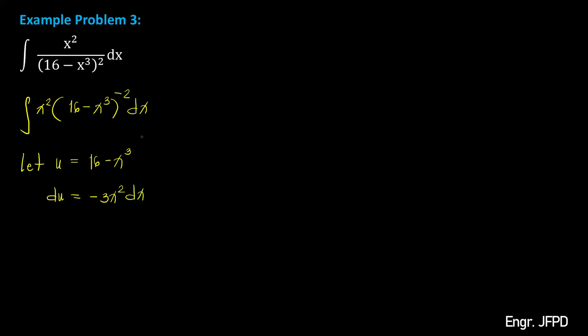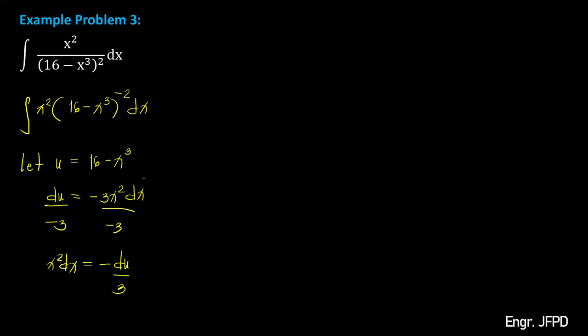Then, we will notice that in the problem, we have an x squared multiplied by dx. That is why we will now solve this x squared dx in terms of du. Solving for x squared dx, this is equal to du over negative 3, because we simply divide both sides of the equation by negative 3. And x squared dx is now equal to the negative of du over 3.